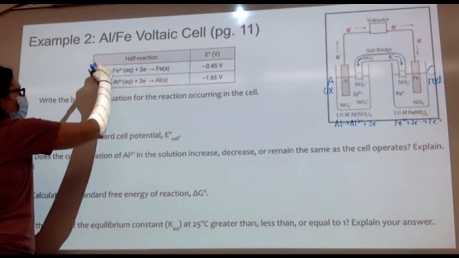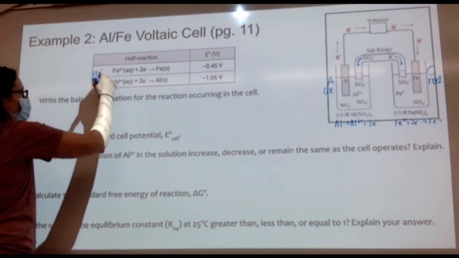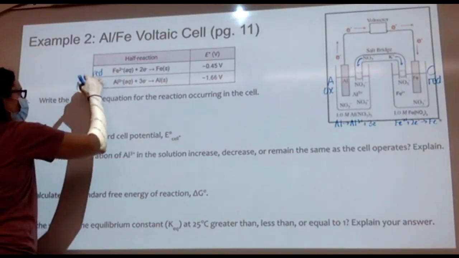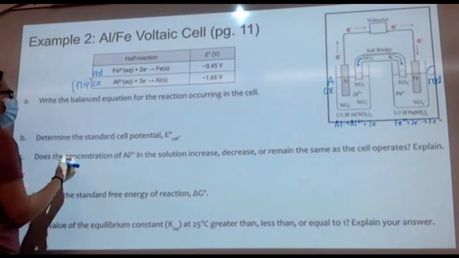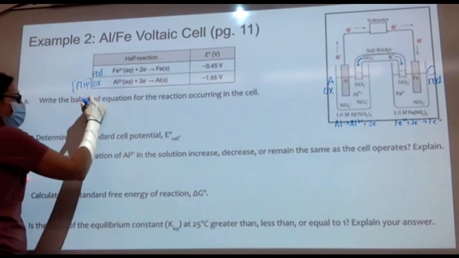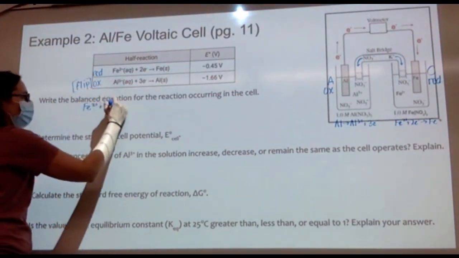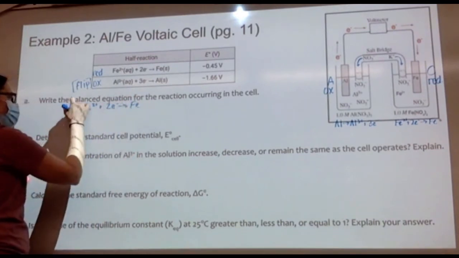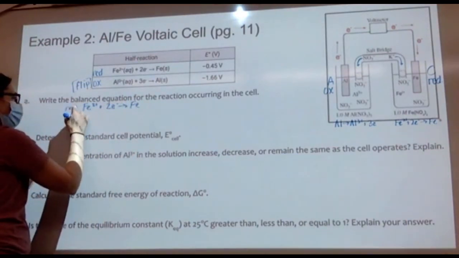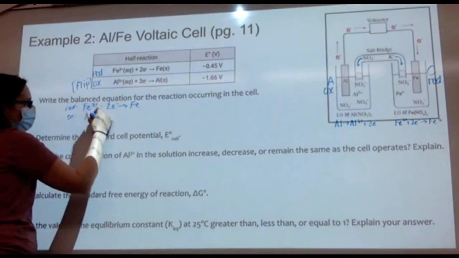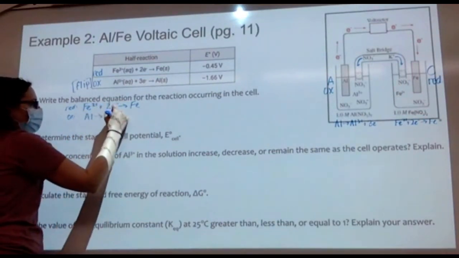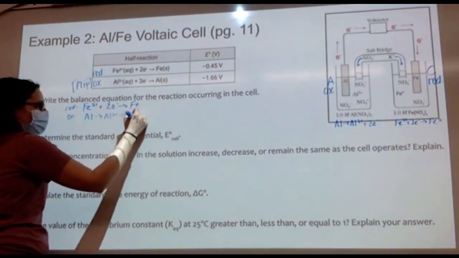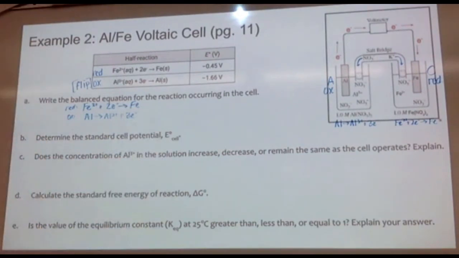So this was our reduction. This was our oxidation, and we flipped the oxidation. So Fe2+ plus 2 electrons yields Fe. There's the reduction half reaction. The oxidation half reaction is Al yields Al3+ plus 3 electrons. What number can I make both of these electrons equal to? 6.